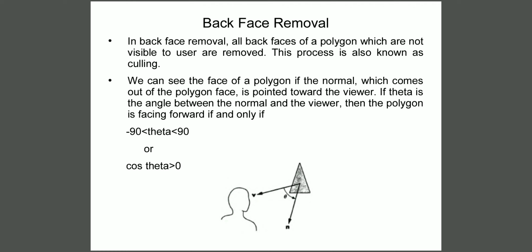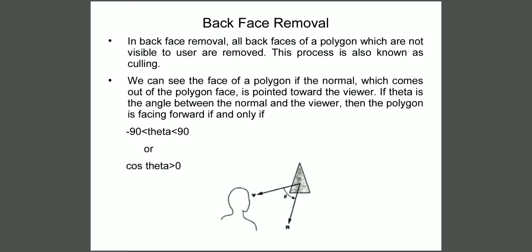Then how can I identify whether a particular face of a polygon is visible to a user or not? To identify that, in a diagram we have considered one face of a polygon, and to understand whether it is visible to a user or not, we need to draw a normal from the polygon towards the user or towards the viewer. Here the normal is nothing but n and the viewer is nothing but v.